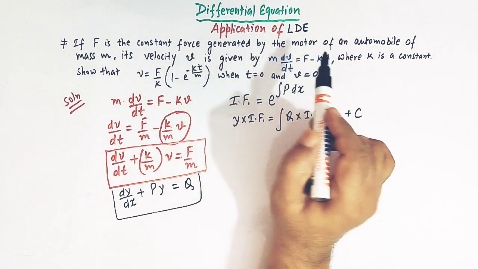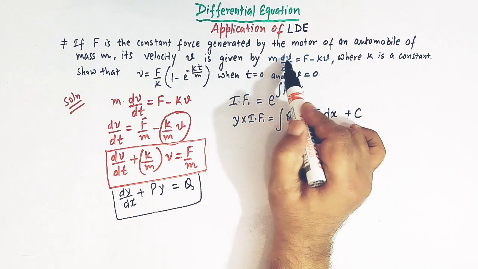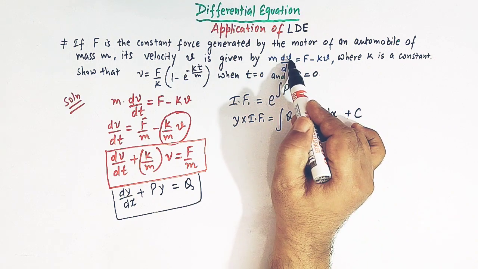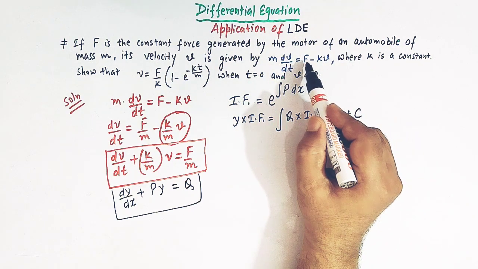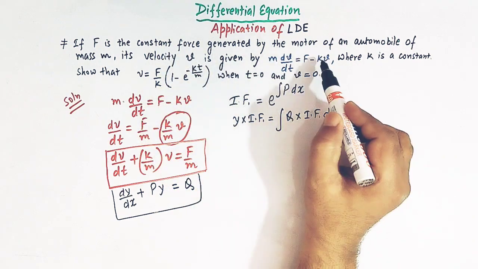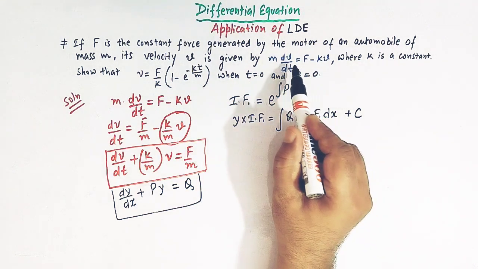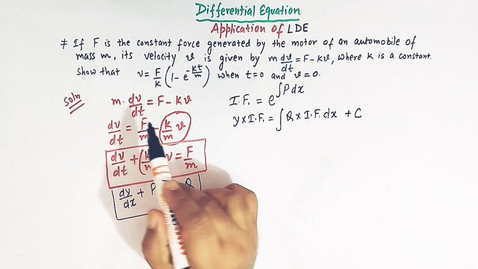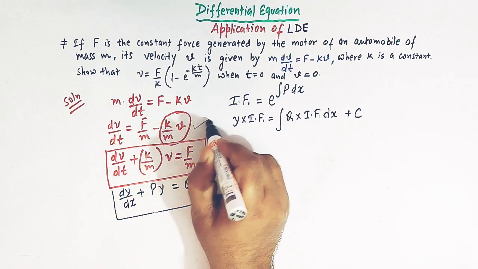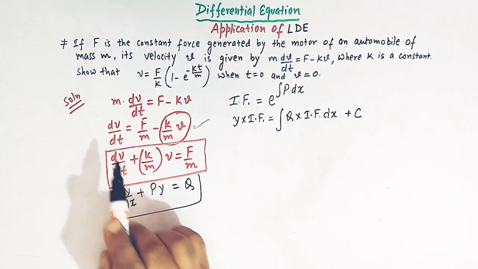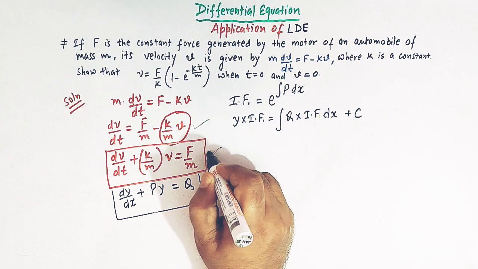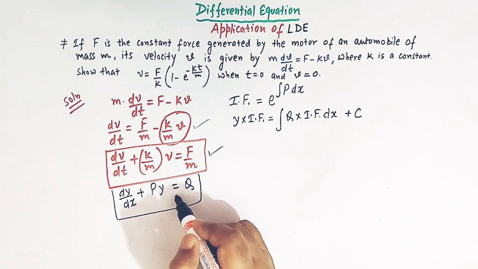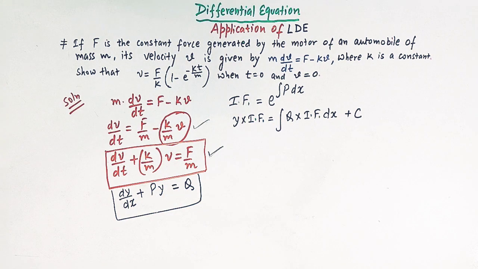In this problem we are given m dv over dt is equal to F minus kv, where m is the mass, v is the velocity, F is the constant force, and k is some constant. We started from this expression and divided both sides by m, and then taking this term to this side we got this linear differential equation, which is equivalent to the standard differential equation.